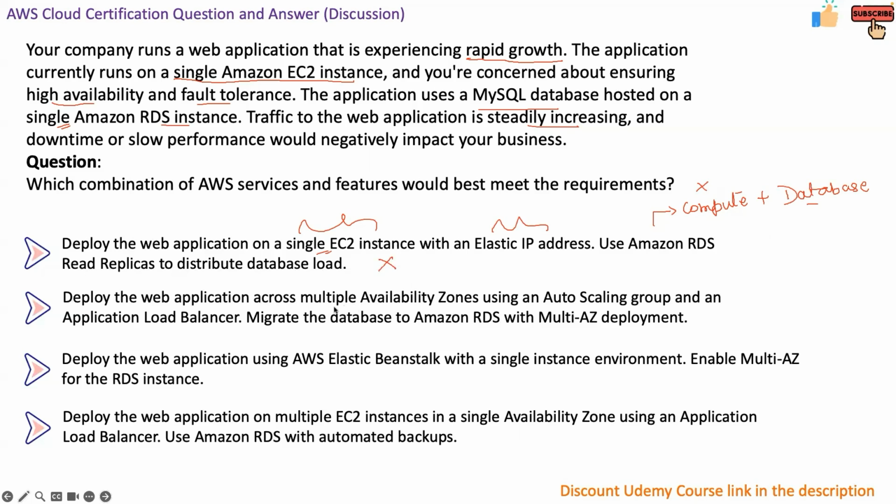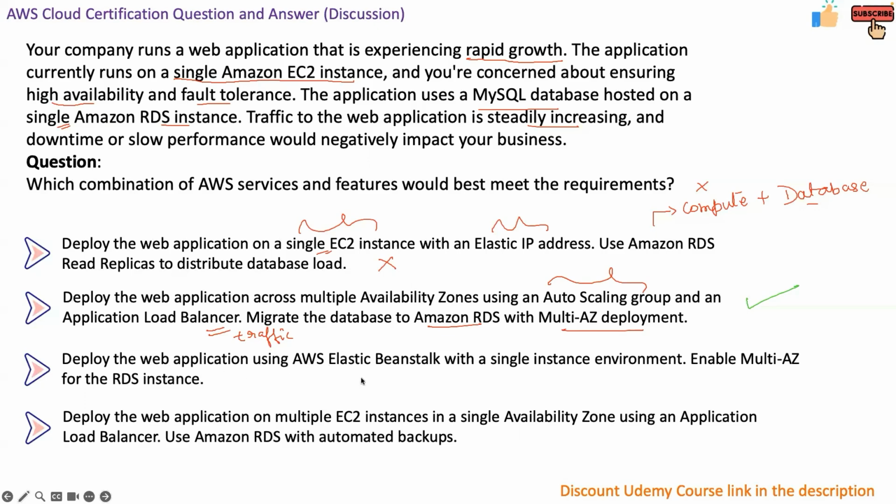Deploy the web application across multiple availability zones using an autoscaling group and an application load balancer. Migrate the database to Amazon RDS with multiple AZ deployment. The compute problem is solved with the autoscaling group, and the load balancer will solve the traffic, and the database is deployed on multiple AZ. So the database problem, or the scalability of the database, is also solved. So potentially, this is the right answer. But let us also look into the other two options just to know why they are wrong.